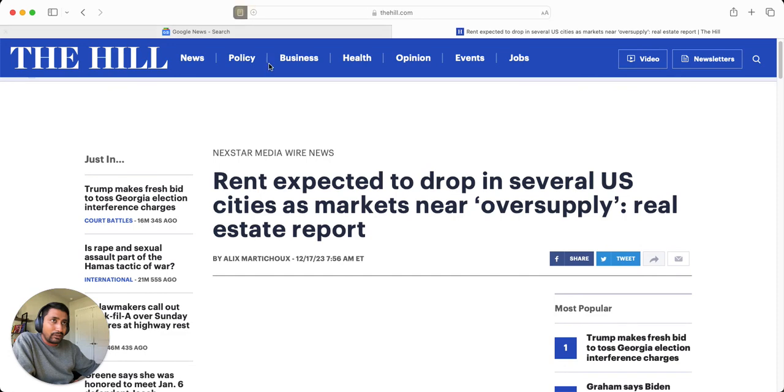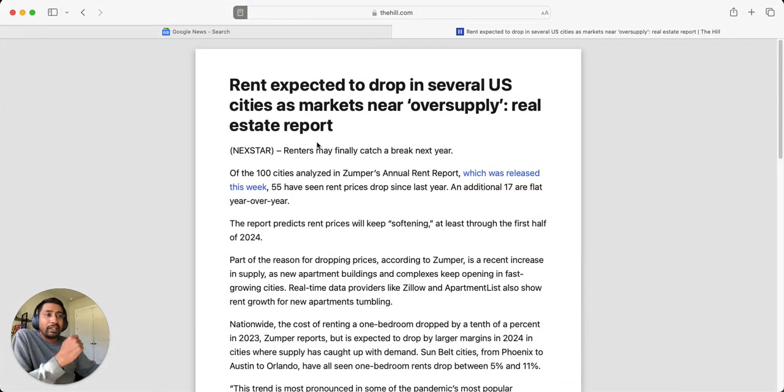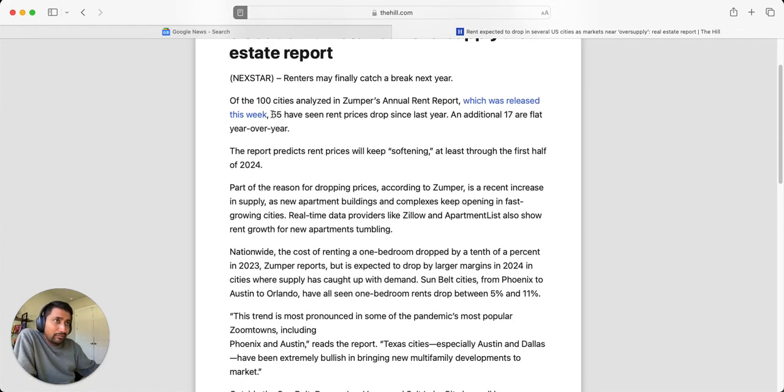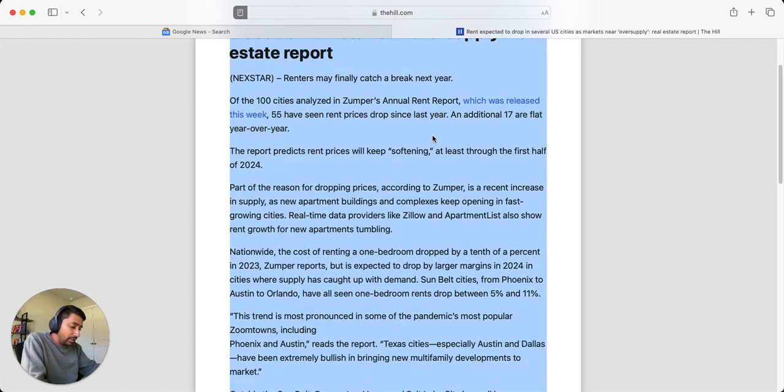I'm going to use reader mode on Safari. I love this. It removes all the ads and everything else, so it keeps it super clean. I'm seeing that about 55 cities have seen rent drops since last year. That's fantastic. The next thing I'm going to do is copy the whole thing.